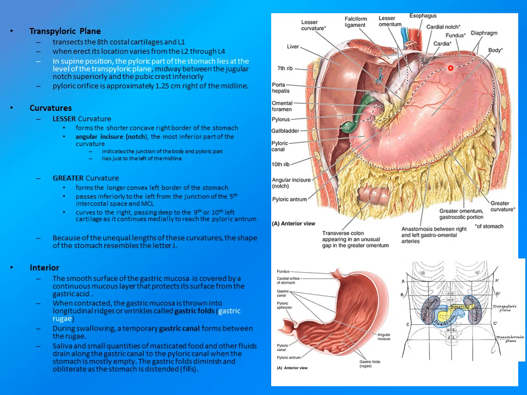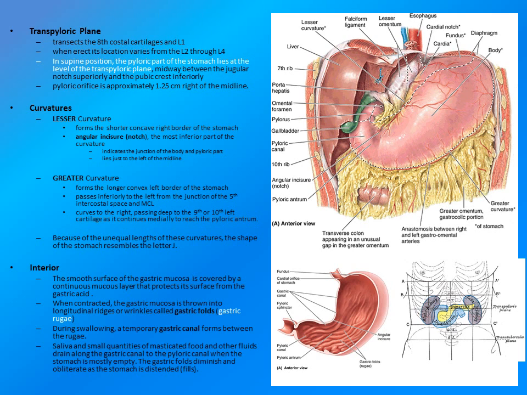The greater curvature forms the longer, convex left border of the stomach, and it passes inferiorly to the left of the junction of the fifth intercostal space and the midclavicular line. It curves to the right, passing deep to the ninth or 10th left costal cartilage as it continues medially to approach the pyloric antrum. Because the lengths of the lesser and greater curvatures differ, the stomach takes the shape of the letter J.